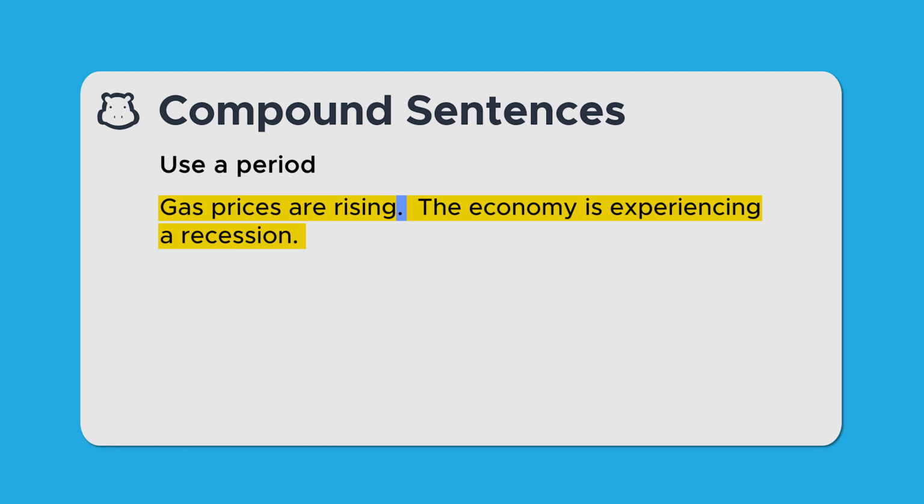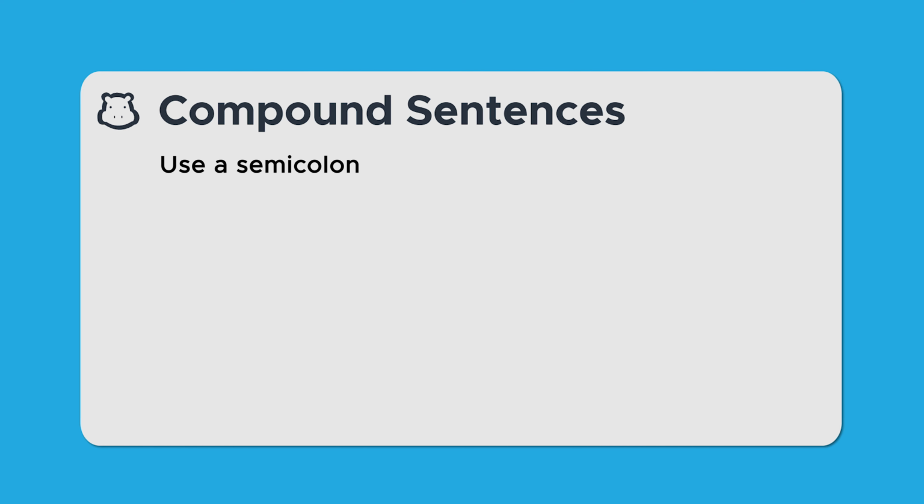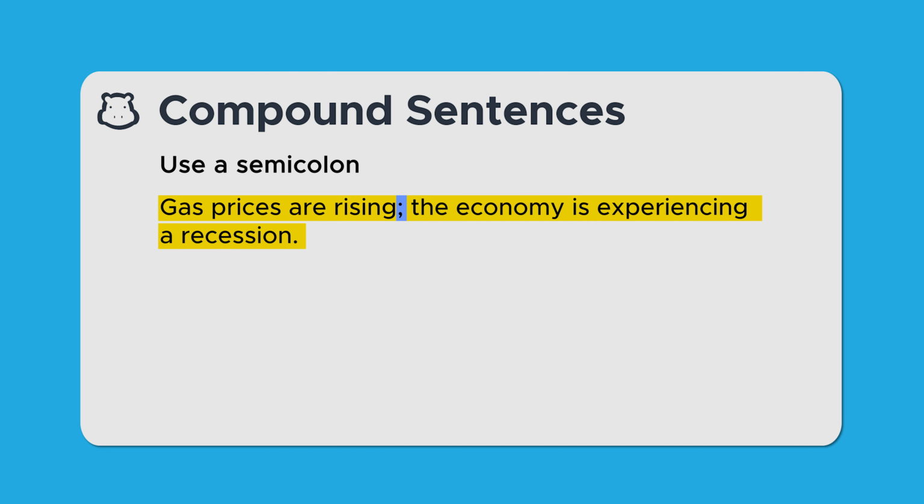The third and final way to fix a comma splice is by using a semicolon like this. Gas prices are still rising; the economy is experiencing a recession. So, when editing your written work, be sure to check for run-on sentences and comma splices. Follow these easy tips and you'll see your writing improve greatly.